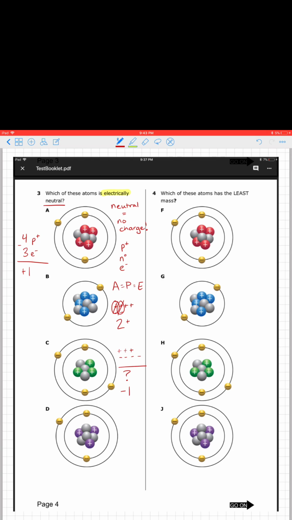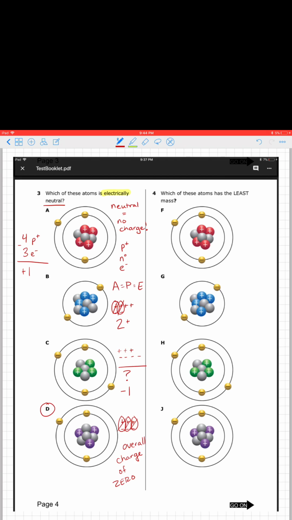Which leaves us with our last answer choice where we have 3 positives and we have 3 negatives. And since they all have a pair and they all cancel out, we have an overall charge of 0, which is neutral. So our answer for 3 would have been D.